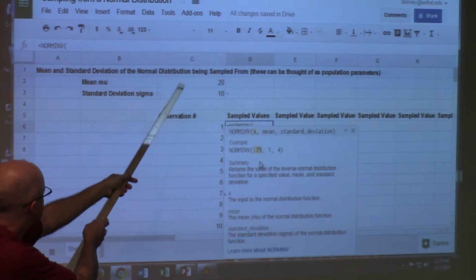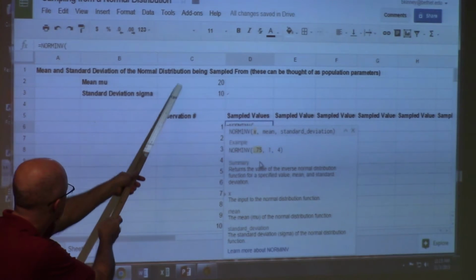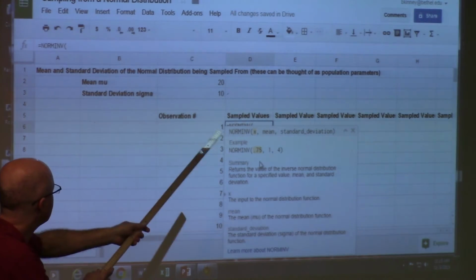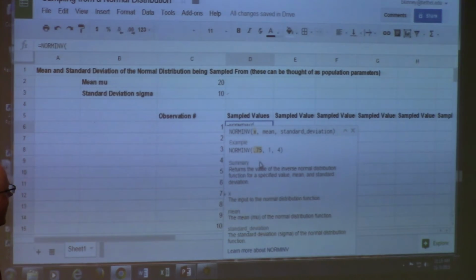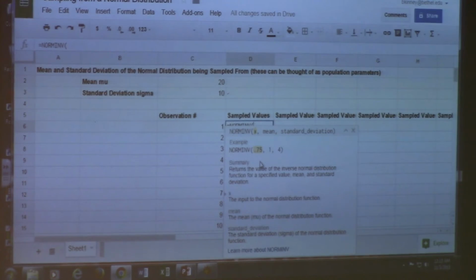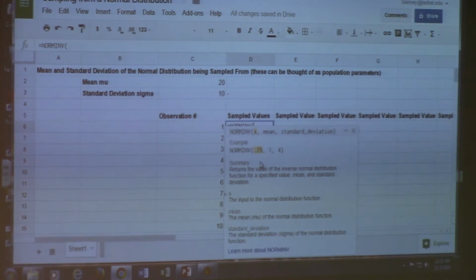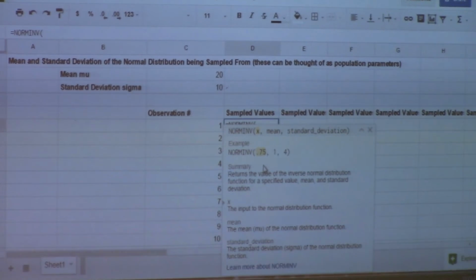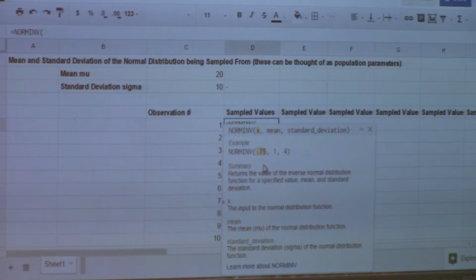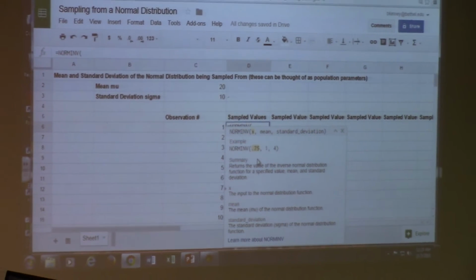The mean and the standard deviation come from these two numbers, cells C2 and C3. What is x? X is going to be a number between 0 and 1. In fact, I'm going to use rand to pick a random number between 0 and 1. Essentially, it represents an area under the normal curve to the left of whatever number you are after here.